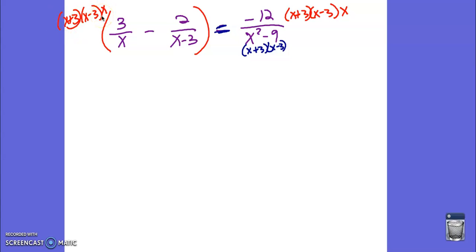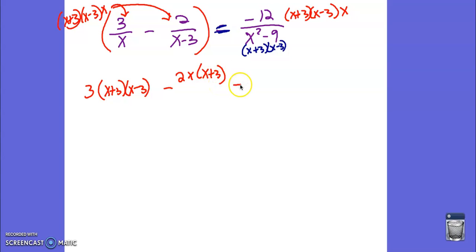All right, so when you use the distributive property, you're going to take all of that and multiply by here. The x's will cross out, and so you're going to have 3, and then x plus 3, x minus 3. And then when you use the distributive property here, the x minus 3's cross out, so you have 2x, and then x plus 3. Again, the denominators are crossing out. Here, the denominators cross out, and you have negative 12x.